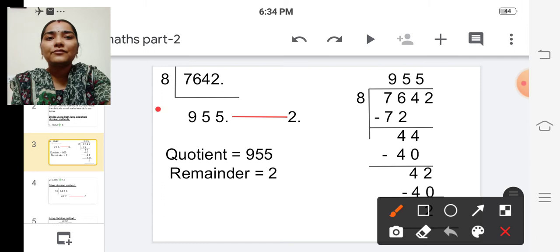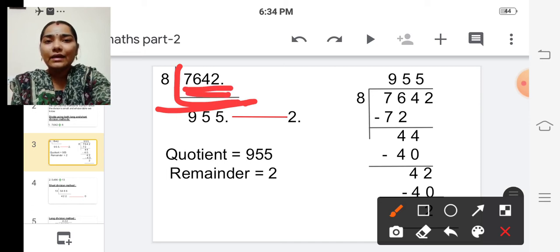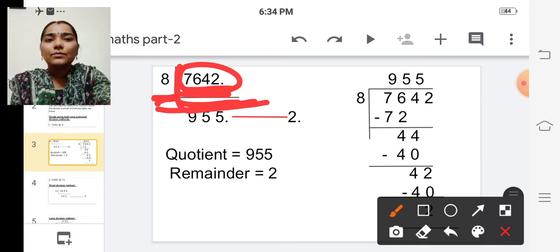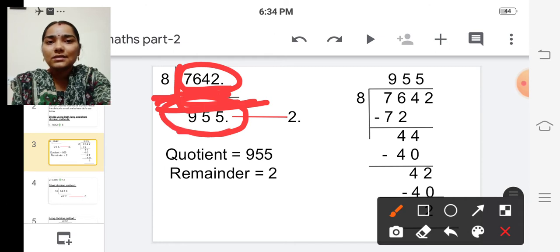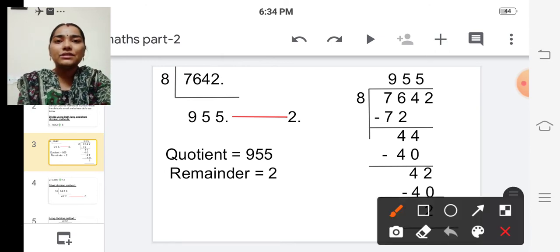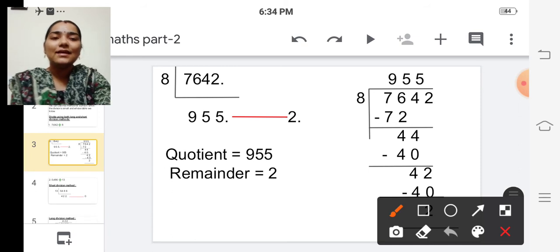This is the format for the short division method. It's like an L shape, isn't it? We have to write the dividend inside this L shape, and we have to write the divisor outside this L shape, in the left corner, and the quotient will be the answer. Okay, so shall we do the short division method? Yes.